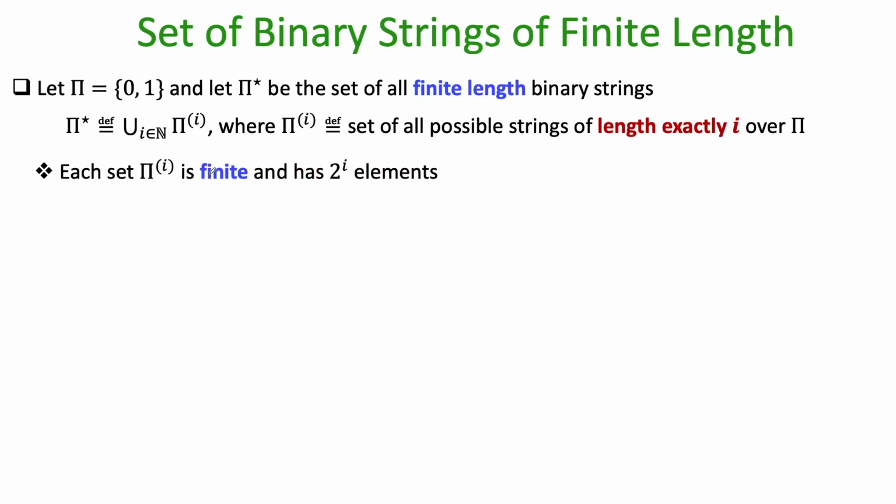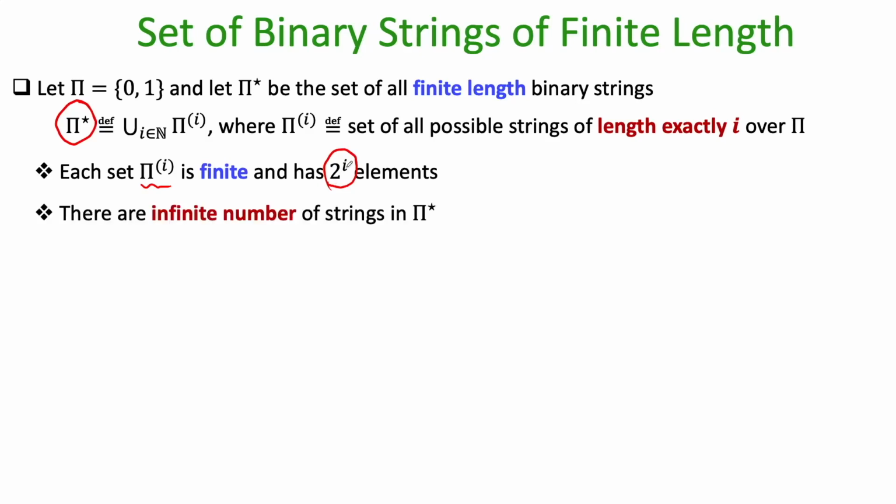So based on this fact, it should now be clear that each subset Π raised to power i is finite. Why is it finite? Because it has exactly 2 to the power i elements. Because Π to the power i denotes the set of all possible binary strings of length exactly i, and I can have 2 to the power i such binary strings. And if I take the union of all such sets, I get the set Π star. So it is easy to see that the set Π star is an infinite set because the number of elements is infinite. But it is the union of several subsets where each subset is finite, in the sense it has a finite number of elements. Okay, so now the question is: is this set Π star countable?